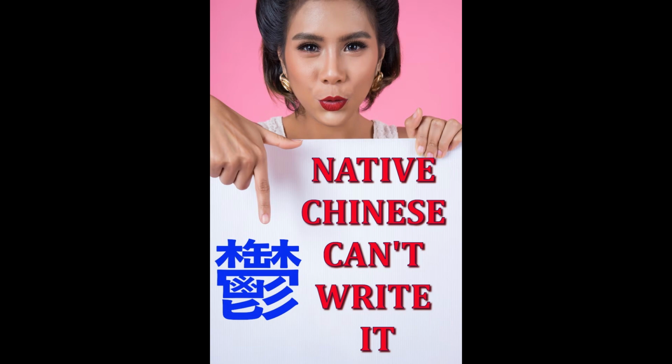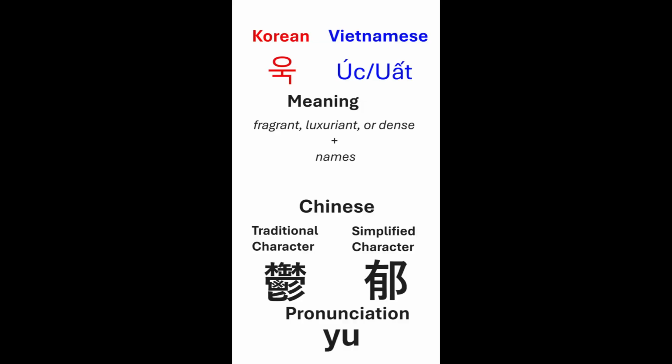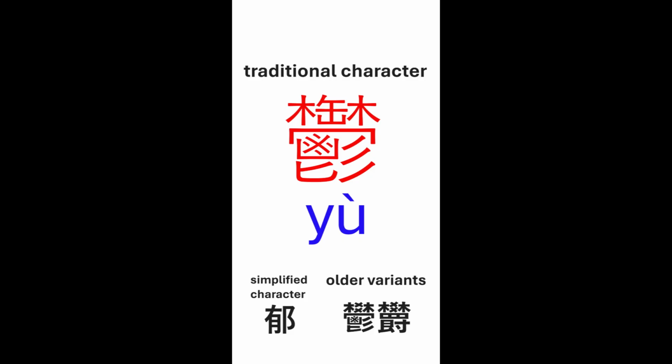Many fairly common Chinese characters are frustratingly elusive and confusing. They're easy to recognize but almost impossible to write from memory, so everyone hates them. The Korean word uk and the Vietnamese word up both come from the Chinese word yu and have the same meaning, but we only use three alphabet letters to write the word in Korean and two in Vietnamese.